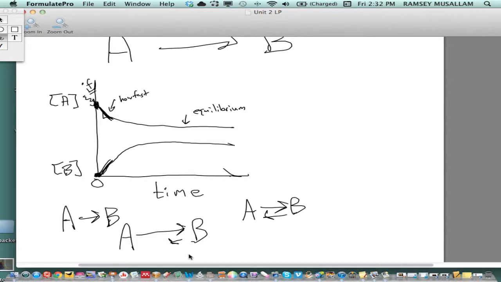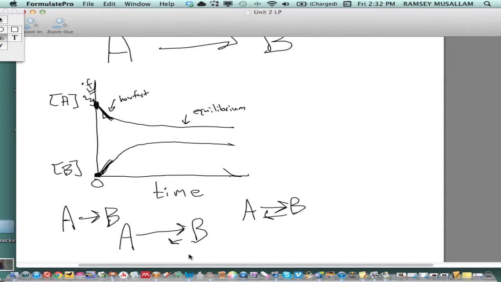Do you guys see what I mean by that? They're starting to level out, right? But they're not fully leveling out. See, A is making B, B is making A, but not at the same speed at which A is making B. So it doesn't level out yet.